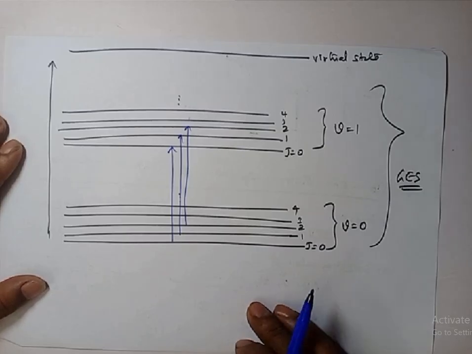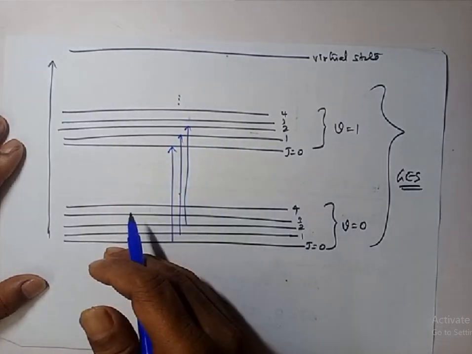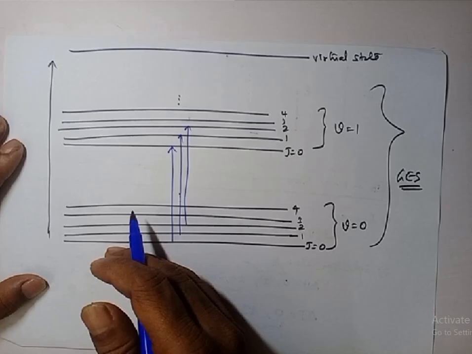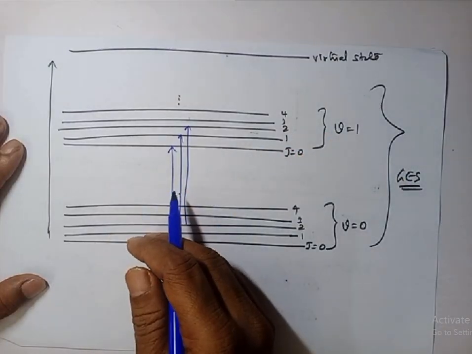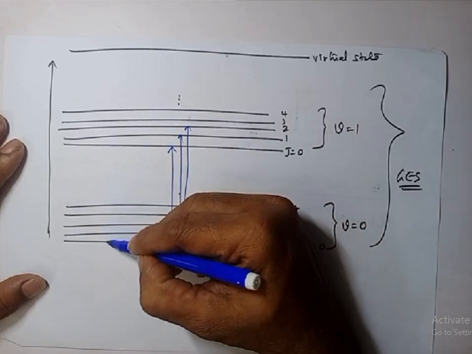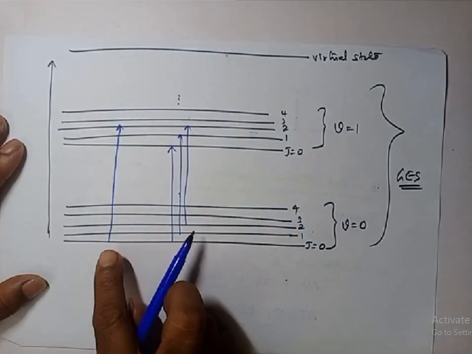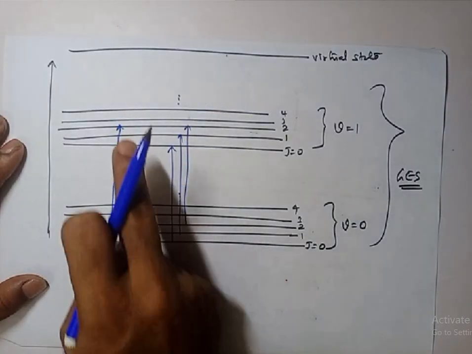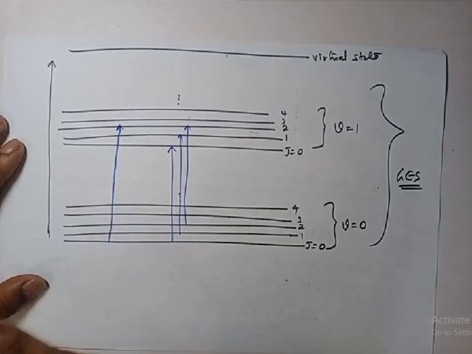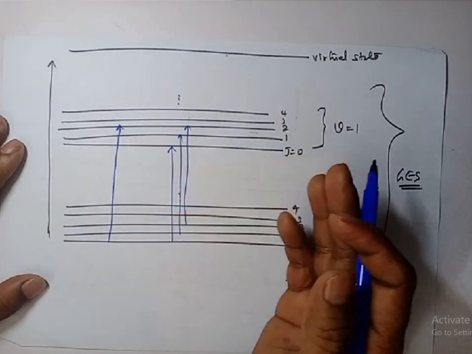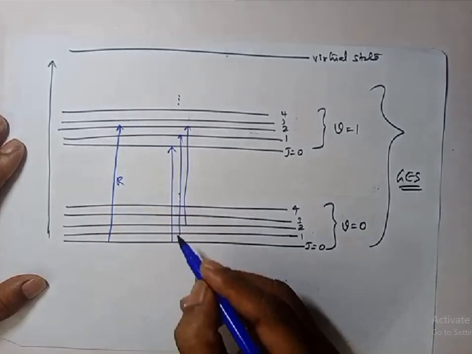Then this Q branch corresponds to delta J 0. Then what about O branch and P branch? Delta J plus 2. See, 0 to 2. Final level is 2, initial level is 0. So 2 minus 0 is plus 2. Plus 2 means it is R branch. This corresponds to R branch.